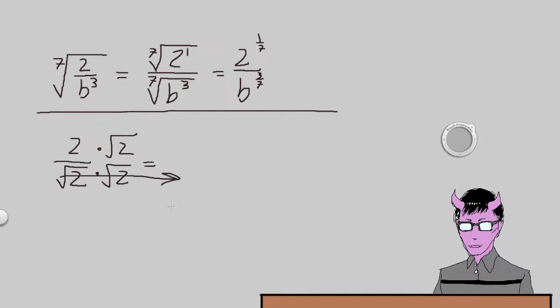So this one is root 2 times root 2. Anytime you have the same roots, you can negate them and therefore get 2. And then this one is nothing to be done. But cancel the 2, and then final answer is just root 2.